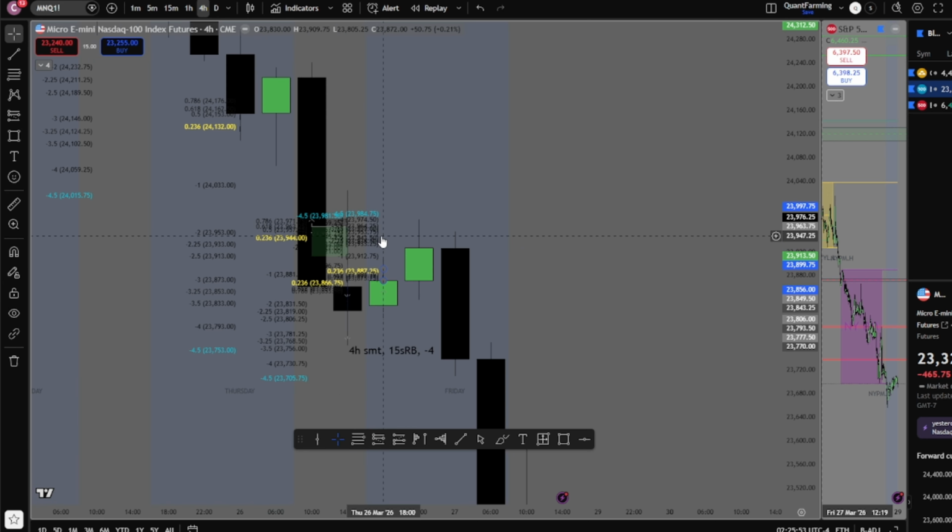Now, as you can see, in certain occasions, you're able to take your Fibonacci tool, and this works on the higher time frame as well.